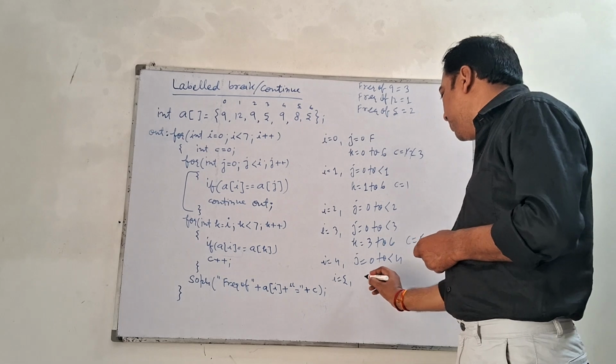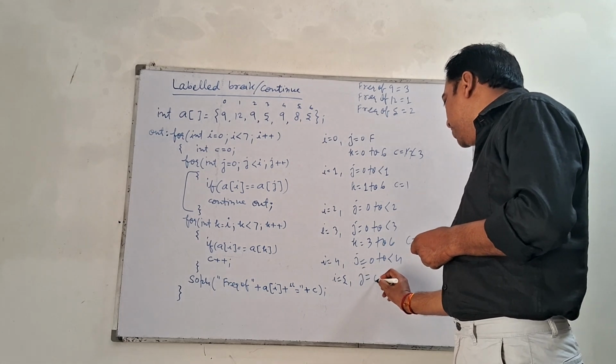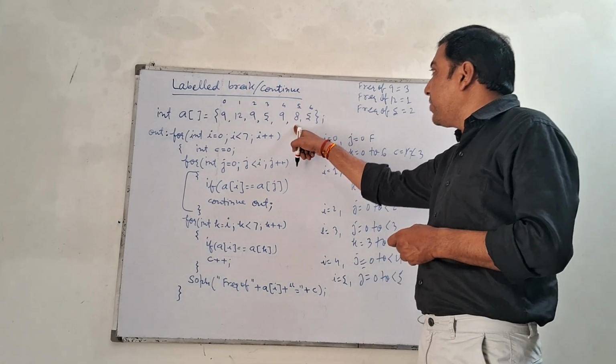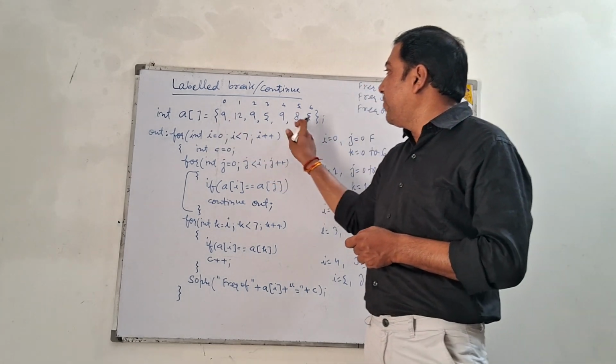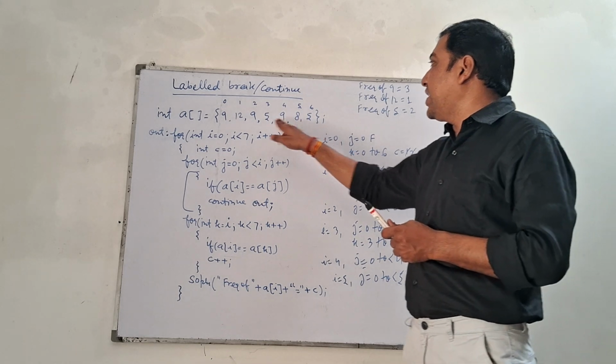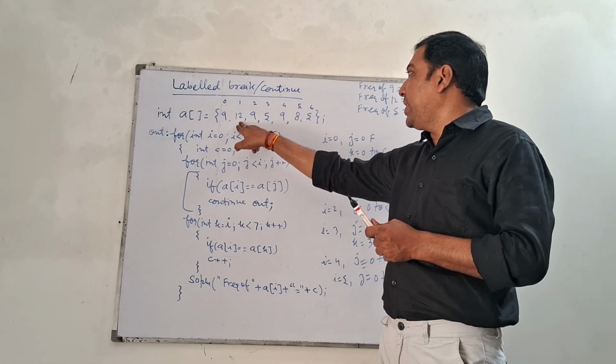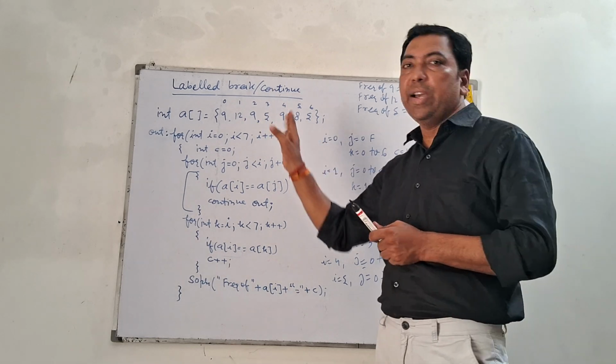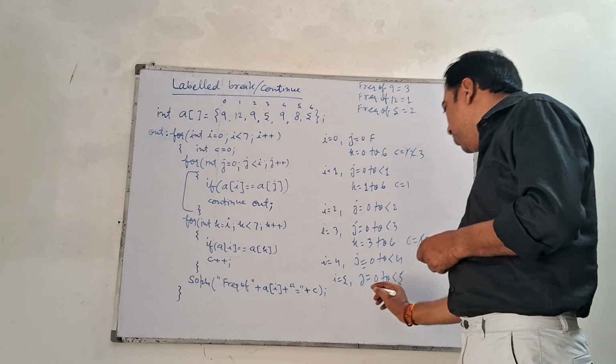Now i value is 5. j will start from 0 to less than 5. That means this number we will check on these locations whether this number is present or not. Like, 8 is present here? No. 8 is present here? No. 8 is present here? No. 8 is present? No. 8 is present? No. Nowhere 8 is present. So 8's frequency now you will find.